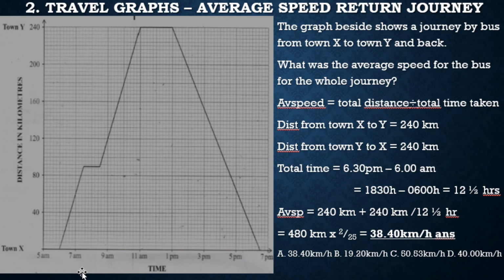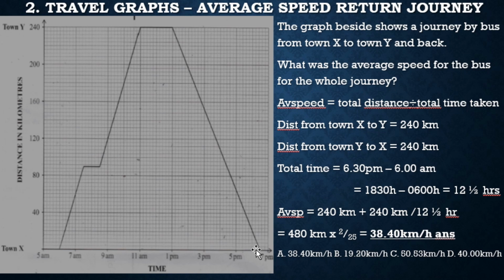We can also do the other way manually, where we move from 6 to 7, that's 1 hour, from 7 to 8, then from 8 to 9, 9 to 10, 10 to 11, 11 to 12, 12 to 1, 1 to 2, 2 to 3, 3 to 4, 4 to 5, 5 to 6, and then 6 to 6:30.